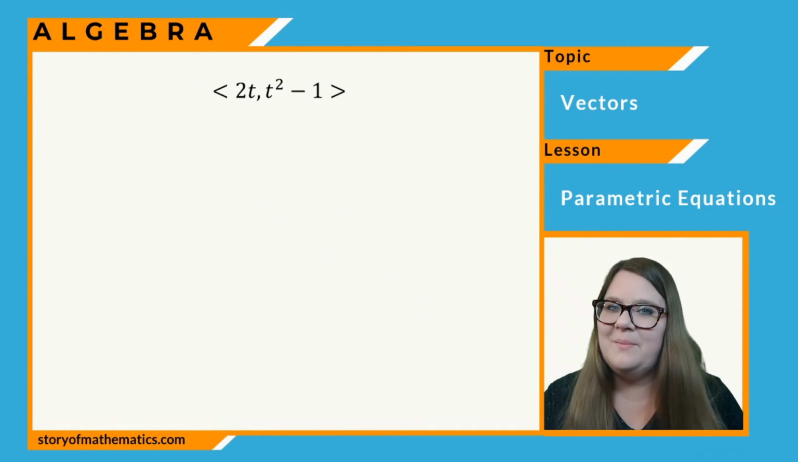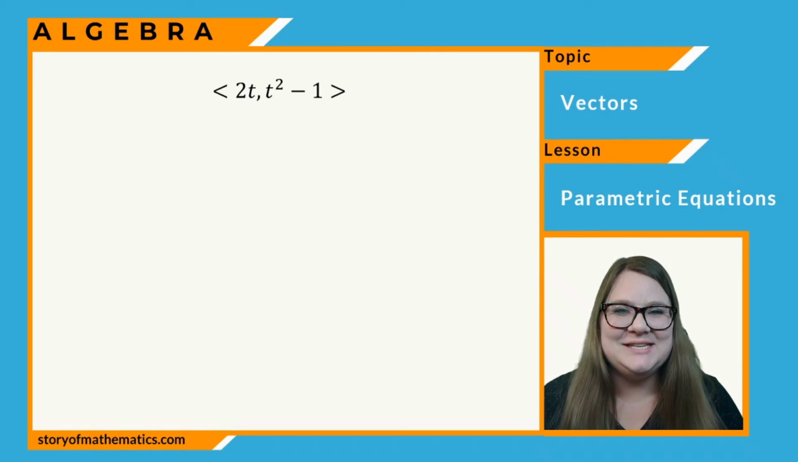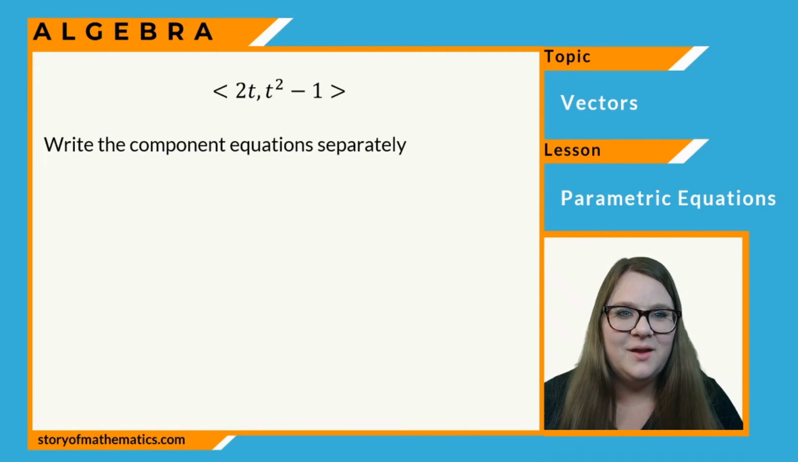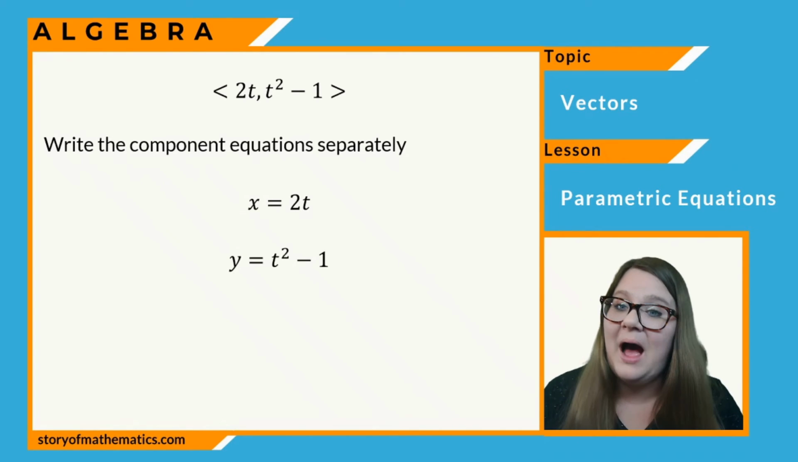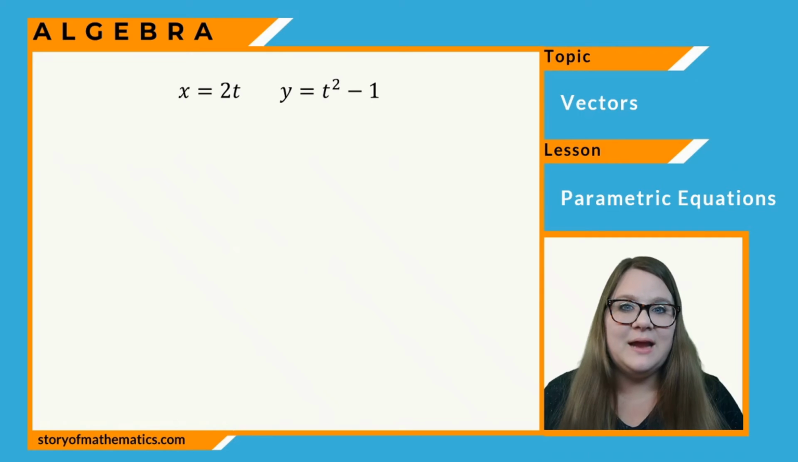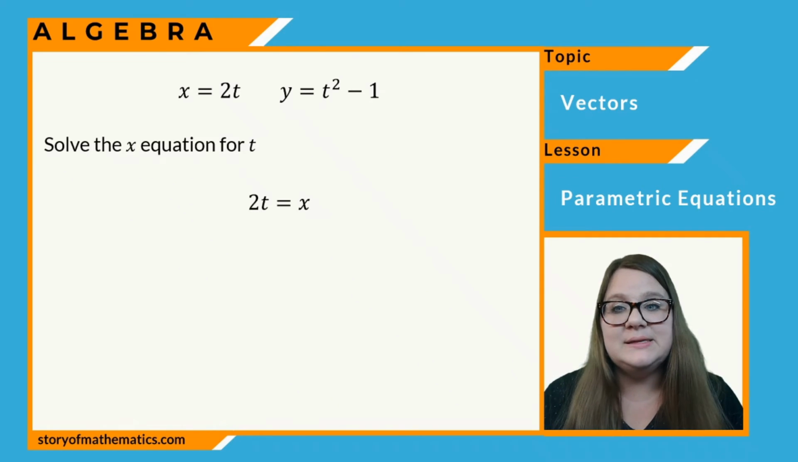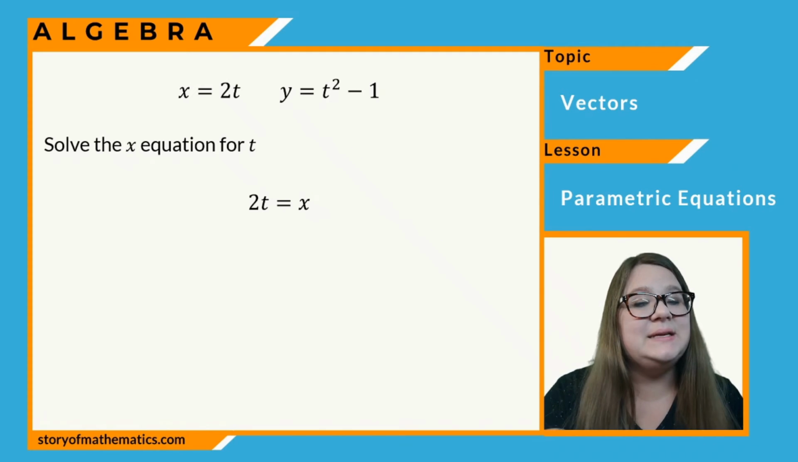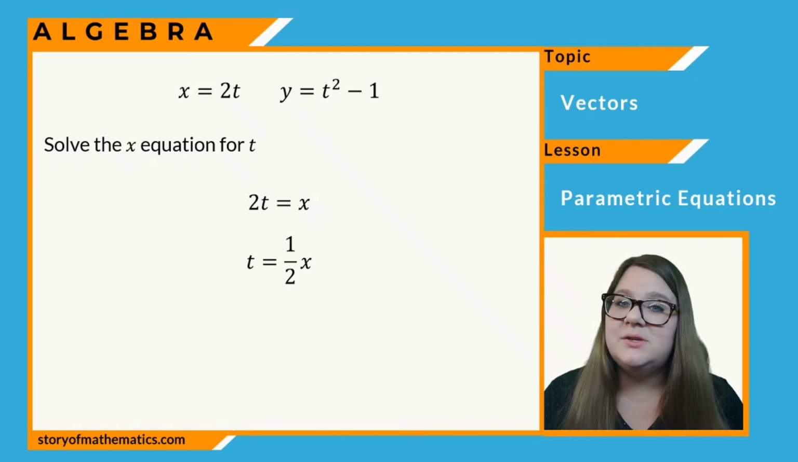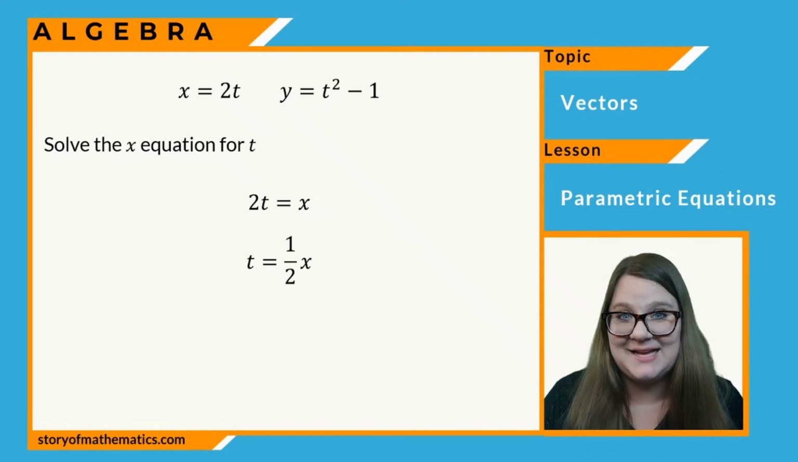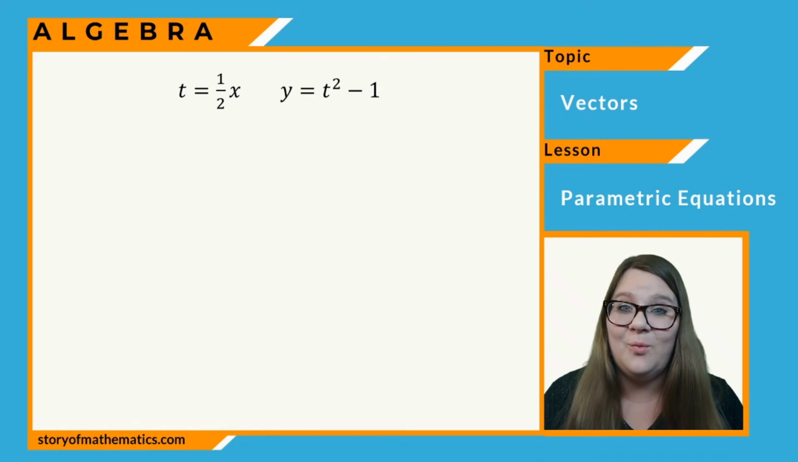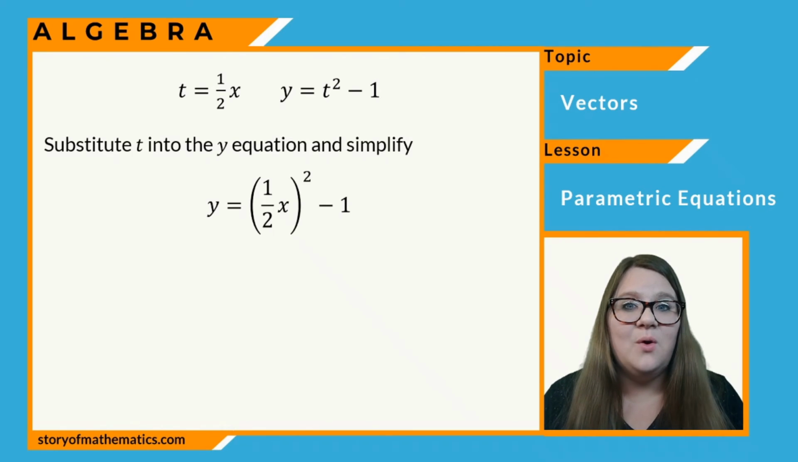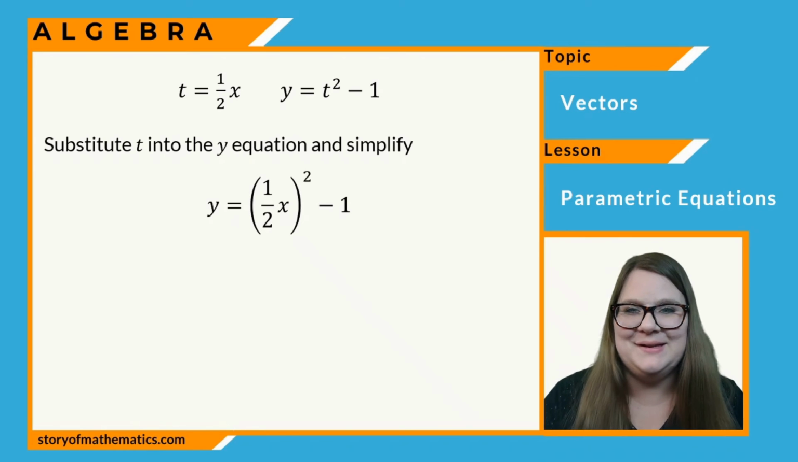Let's take a look at one more example. What about this one? 2t, t squared minus 1. Well, I'm still going to write the component equations separately. So x equals 2t and y equals t squared minus 1. Now that I have these separated, I'm going to be able to solve for t in the x equation. In this case, 2t equals x means I need to divide both sides by 2. So t equals 1/2 times x. Now that I have that, I can substitute it into my formula for y. So I have y equals 1/2 x squared minus 1.